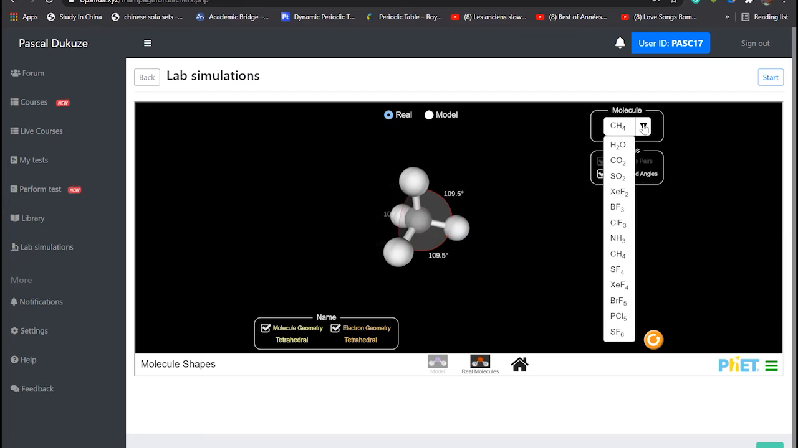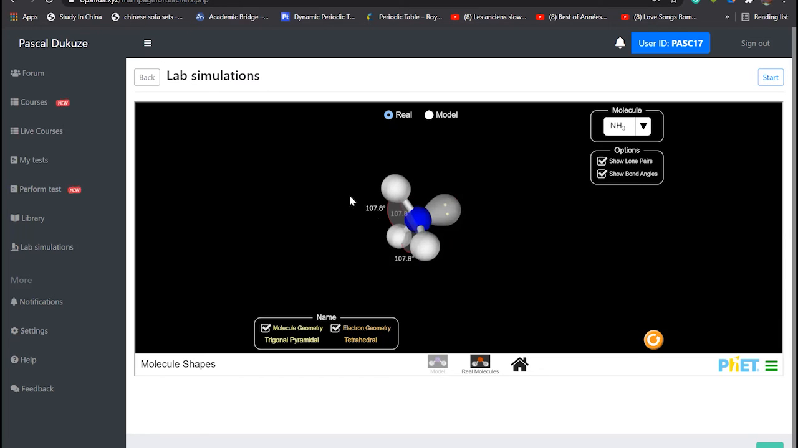What happens when we go to something like ammonia? In ammonia, remember, we have 3 bonding pairs and a single lone pair. You can see the bonding angle has decreased, and the name of the molecular geometry has also changed. Trigonal pyramidal, but the electron domain arrangement is still the same. And still, you can reset everything. So this is what we can do with this simulation, and I hope you enjoyed everything.